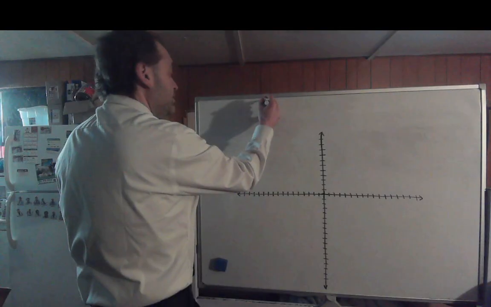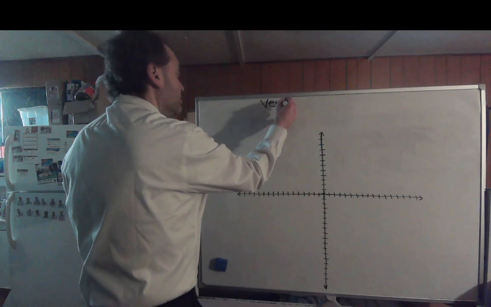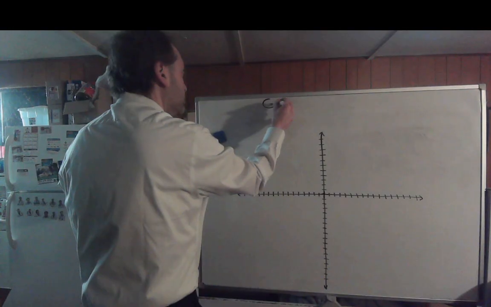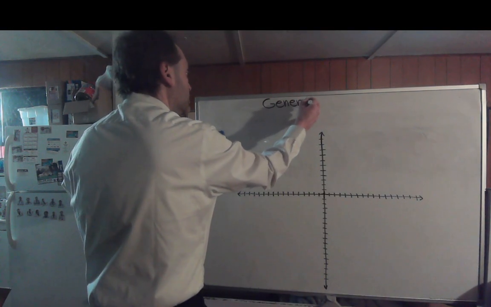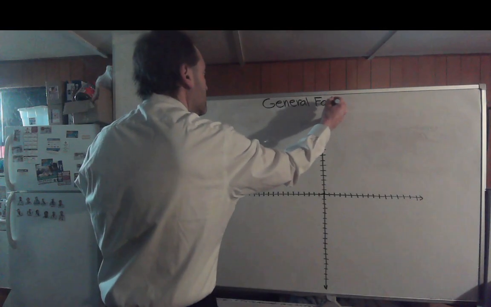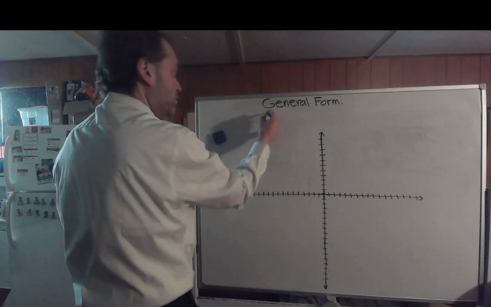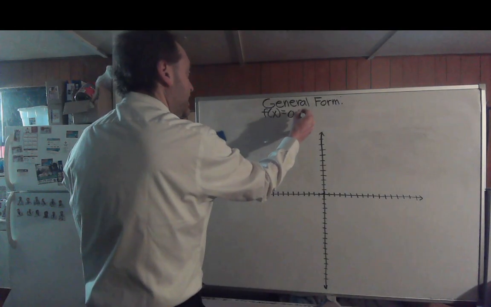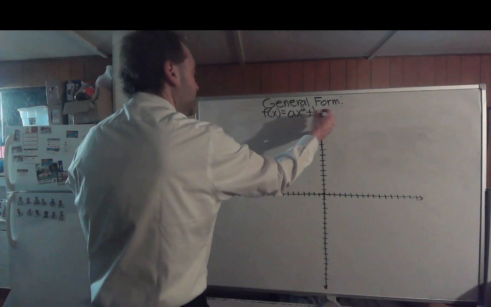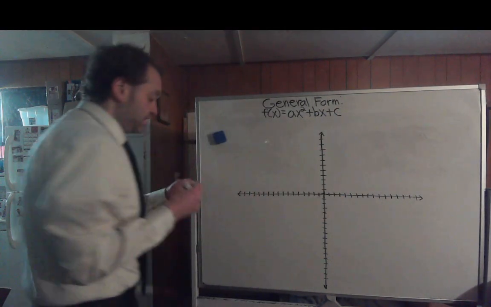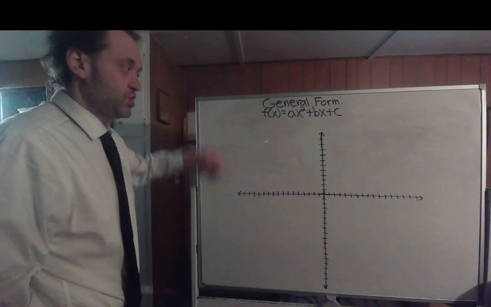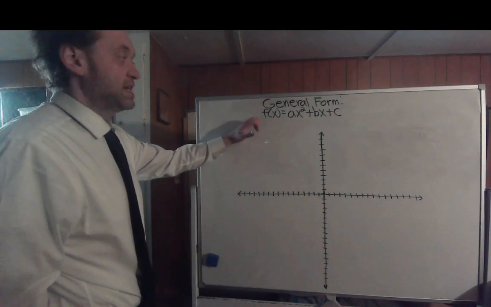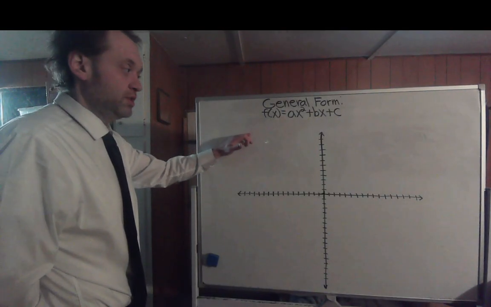So let's see, you have what's called the vertex form. Well, actually here you have the general form. The general form is going to be f of x is equal to ax squared plus bx plus c. That's the general form of a quadratic function. Everyone should have seen this in Algebra 1. Now here it is again in Algebra 2.